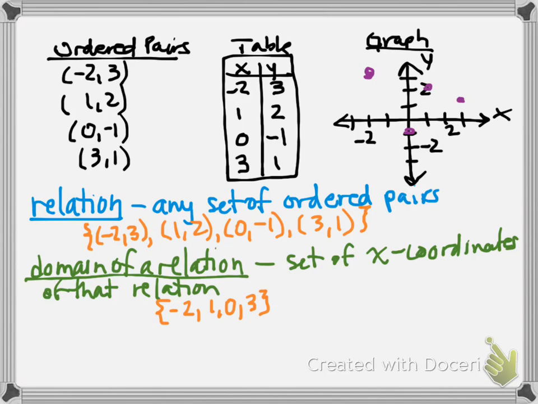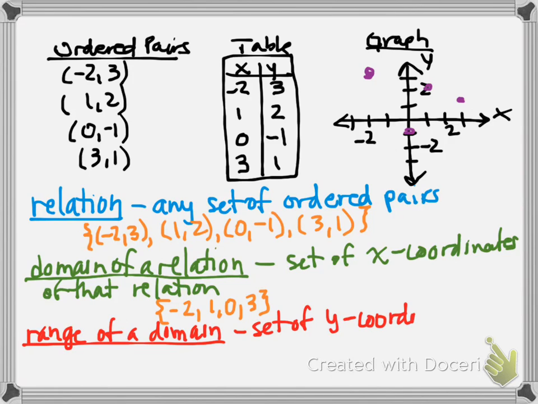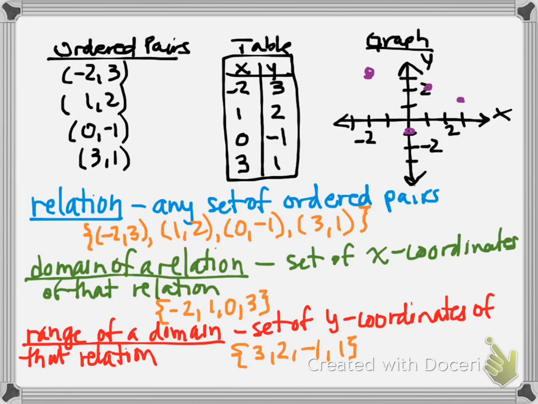Order doesn't really matter. You can leave the orders the way that they show up. We don't have to put them in numerical order, or positives first and then negatives. We don't have to do any of that. We just simply write them as we see them. So if the domain of the relation is the x coordinates, what do you think the range is? The y. There you go. The range of a relation is the set of y coordinates of that relation. So again, for us, it would be the set that contains the 3, the 2, the -1, and the 1. And again, it doesn't matter the order that we write them as long as we have all of them.